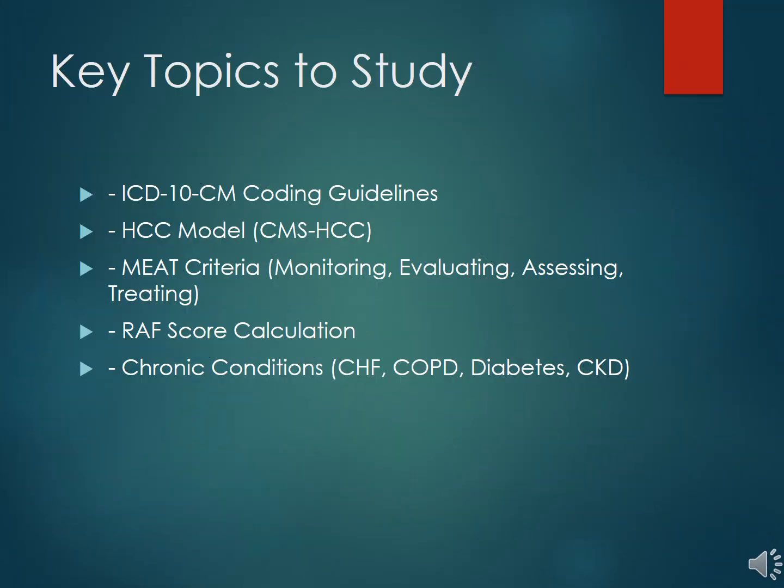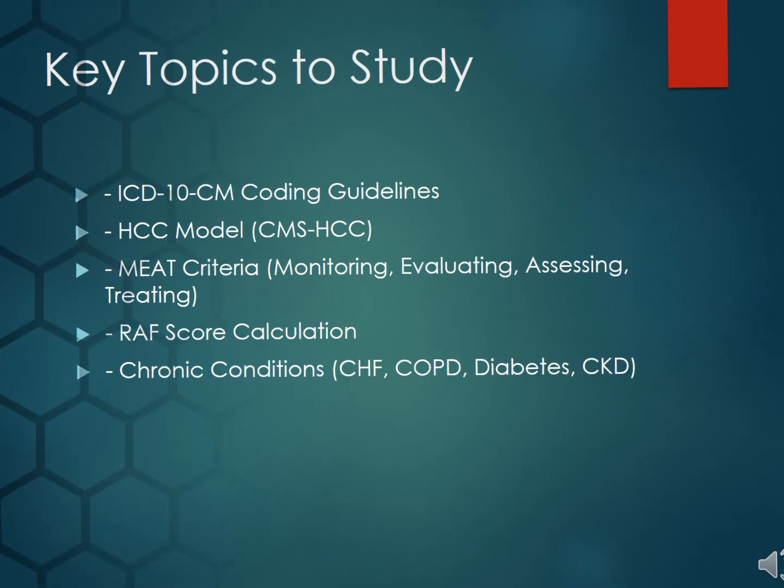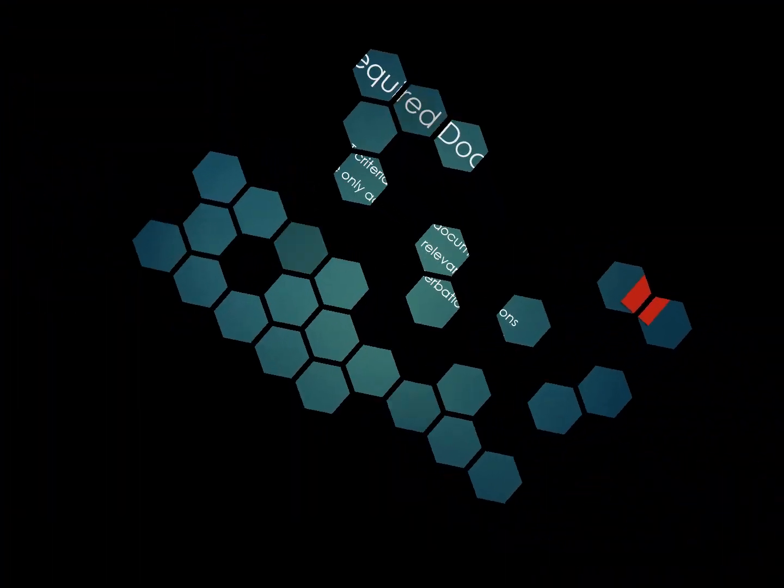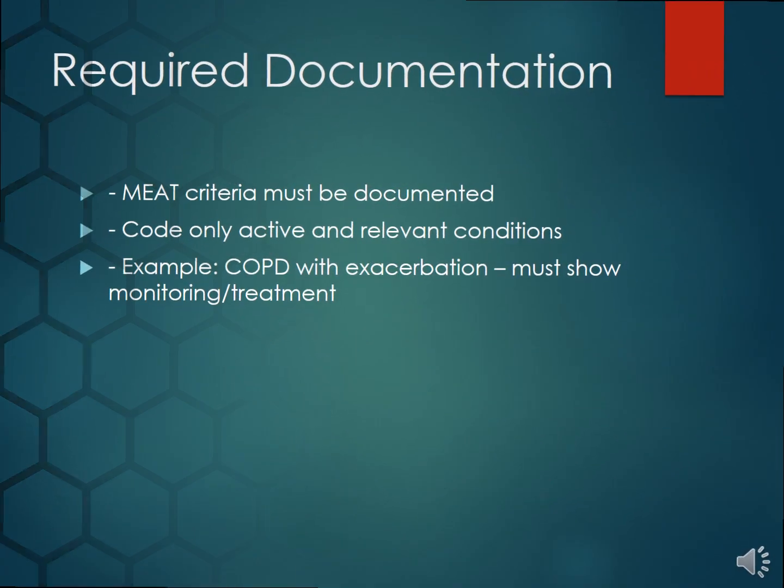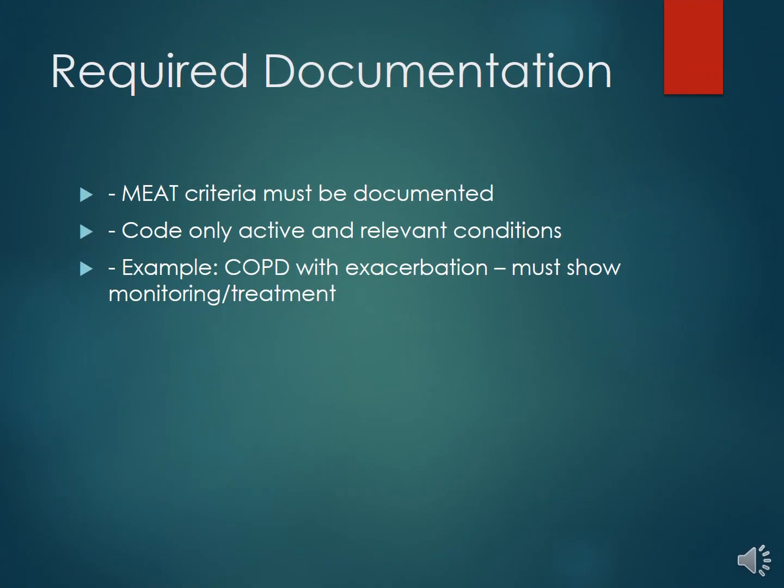Key topics to study: ICD-10-CM coding guidelines, the CMS HCC model, MEAT criteria (monitoring, evaluating, assessing, treating), RAF score calculation, and chronic conditions like CHF, COPD, diabetes, and CKD. Required documentation: MEAT criteria must be documented. Code only active and relevant conditions. For example, COPD with exacerbation must show monitoring and treatment.